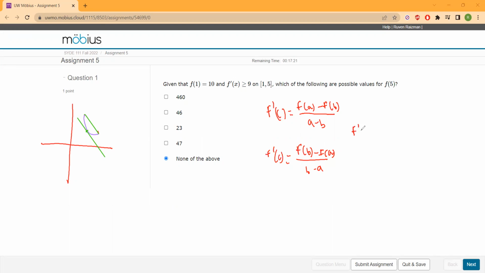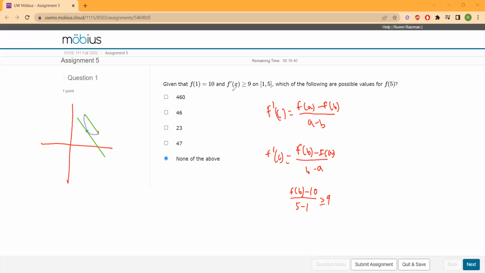So f prime at c, we know that f prime at x has to be greater or equal to 9. So we can say that f(b) minus f(a), so f(a) is f at 1, so it'd be something minus 10, over 5 minus 1. That would be our point B and our point A. I'm just going to write it here. So we're going to have f(b) minus 10 over, we know that it ends on 5, so it's going to be 5 minus 1, should be greater or equal to 9.